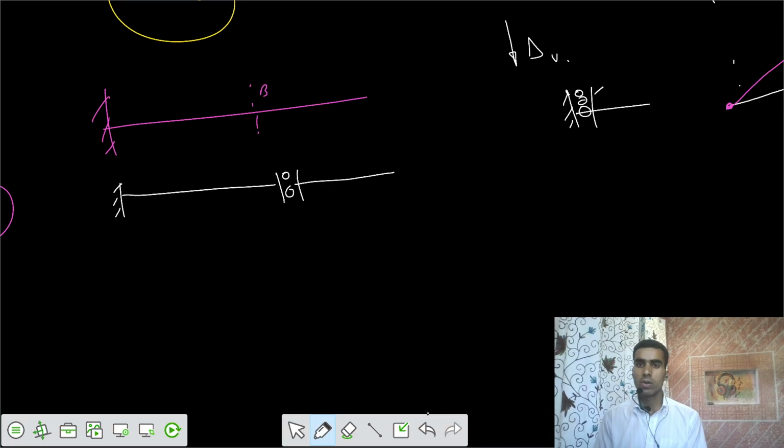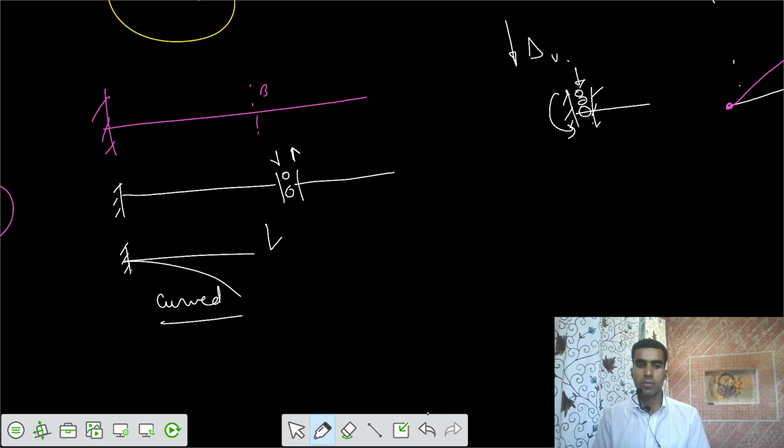That can allow vertical displacement, but it won't allow theta. So let's say there's some V downwards, and on this side we have V upwards. So let's talk about this one. You're applying a shear of V downwards on a cantilever. We know that the deflection would be curved. If the deflection is curved, that means ILD would be 0 for this part.